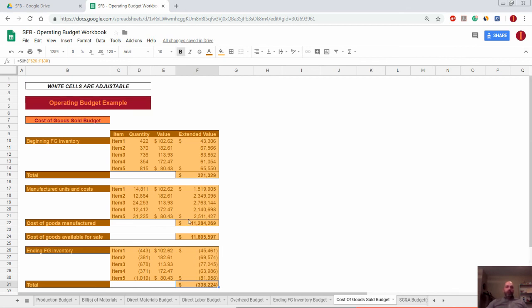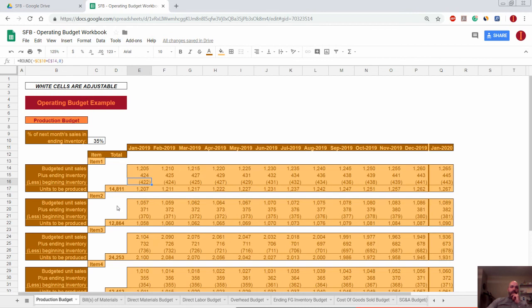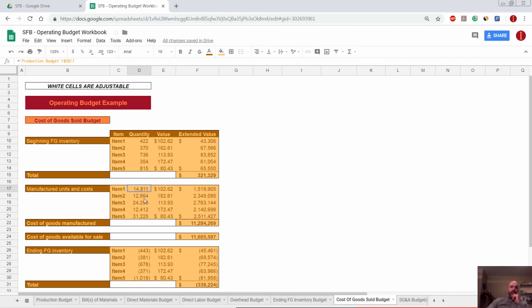Okay, so we have what we're going to begin the year with. Then we have what we're going to manufacture. This amount comes from the production budget. We were going to produce a total of 14,811 right here, item 1s. 12,864 of item 2. See, so on and so forth. Each item, here's that valuation. It's the same as it is up here for beginning, same as it is for ending. Multiply it out. There we go.